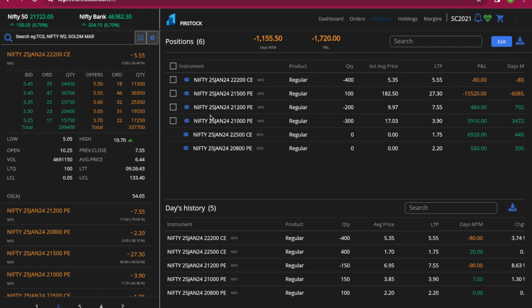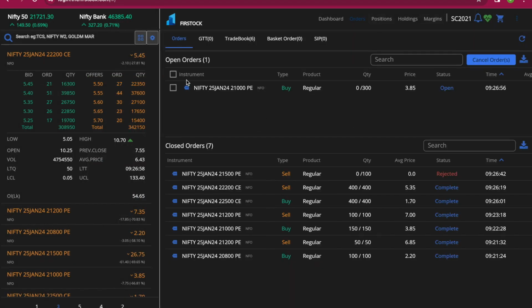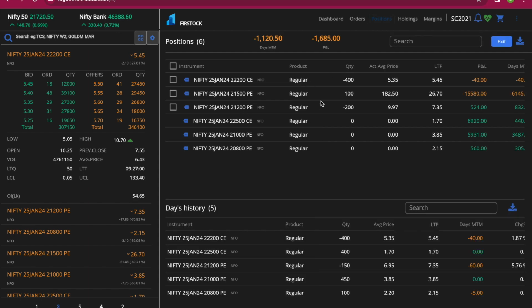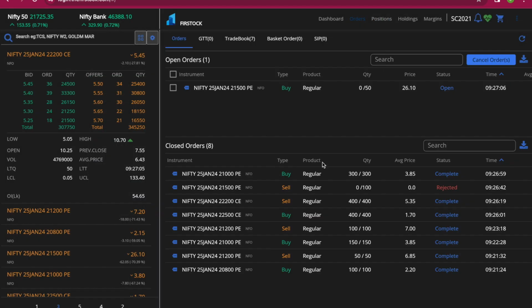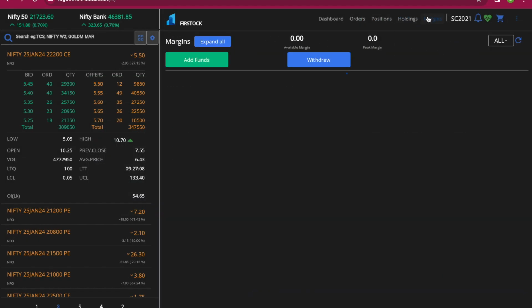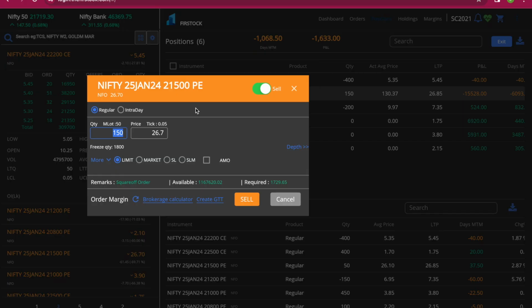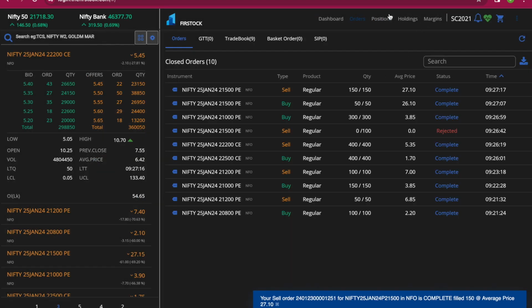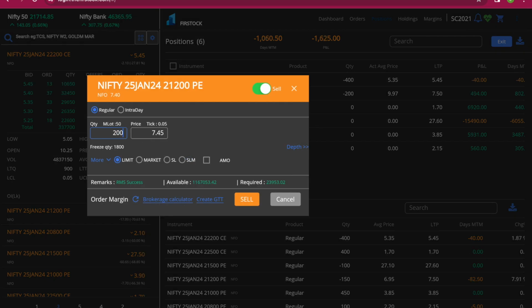Okay, this is rejected. So I think we should exit this 3.85 item. Okay, 3.85. Okay, we are able to exit this 3.85 item. Now we can exit this bought item. Okay, this is exited. Now let's just check the margins. So we can exit this completely. I'm not sure why I did not exit this completely. Yes, it is exited. Now what we can do, we can go ahead and add the 200 lots over here.